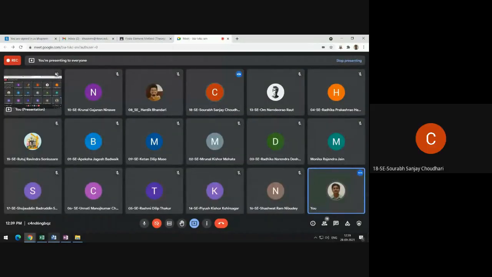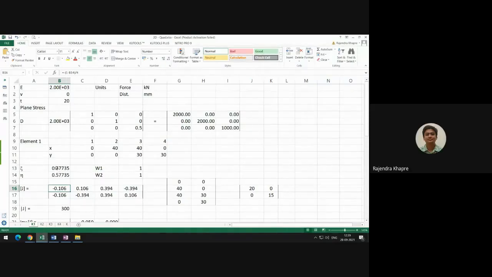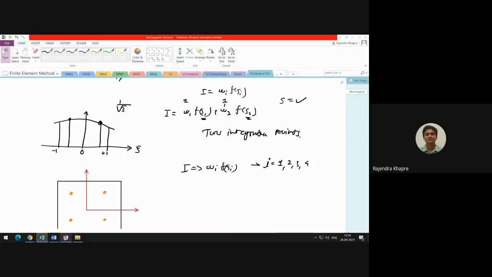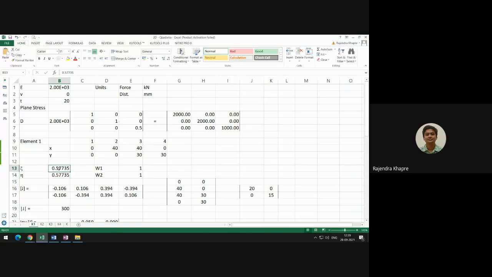What I was telling you is this. Here I have taken only one point, where xi is 0.577 and eta is 0.577. I am talking about this point, which is point number 1. The xi value as well as the eta value are both positive, so I have to generate this J matrix first.